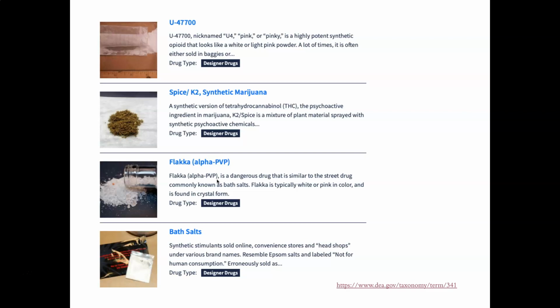And again, if you want more information, you can go out to the DEA's website. I've got it here in the bottom right-hand corner. Click on that, and it'll take you right to there, and you can click on each one and expand it, and it'll give you more information.